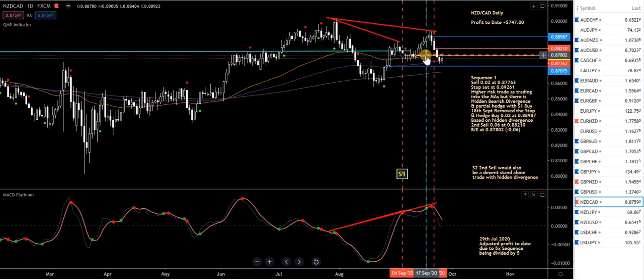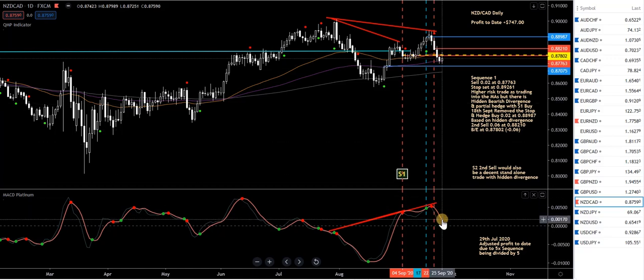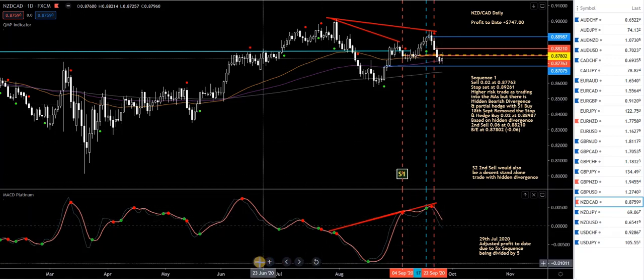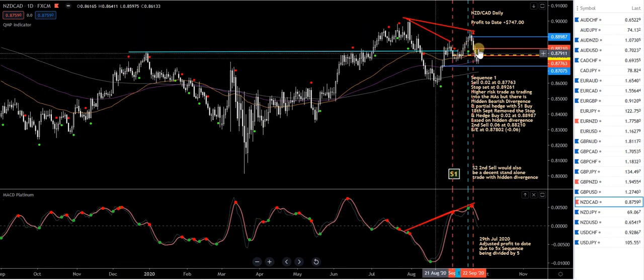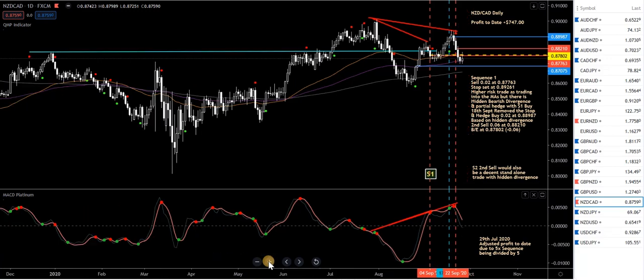It went against me, took a hedge buy up here. Then we got a new sell signal here, still got the hidden bearish divergence. And down it's come. It's broken below my break-even level at the moment. MACD Platinum's just above the 0 level at the moment. I'm just wondering how significant that blue line is. Yeah, might extend it. So in profit at the moment.